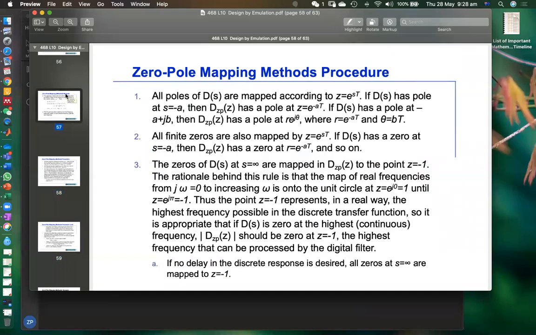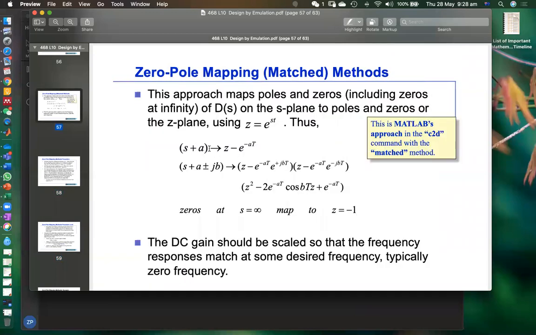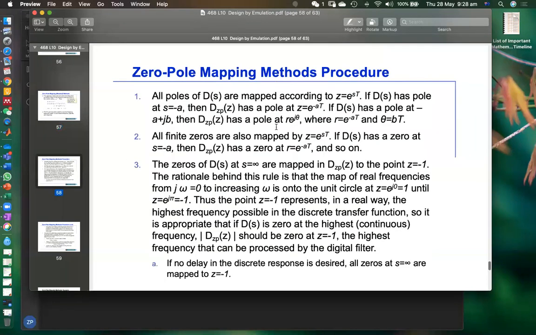The first thing is you have to get all your poles and zeros. Sometimes there are fewer zeros than poles, and you have to match with zeros at infinity, so you always have the same number of poles and zeros. For each of these poles and zeros, you get this kind of relationship. If it's a real pole, you get z equal to e to the negative aT. If it's a complex pole, you get this representation. If it's infinity, you get z equal to -1. So you follow these steps.